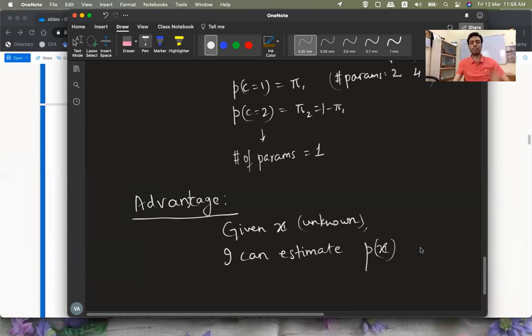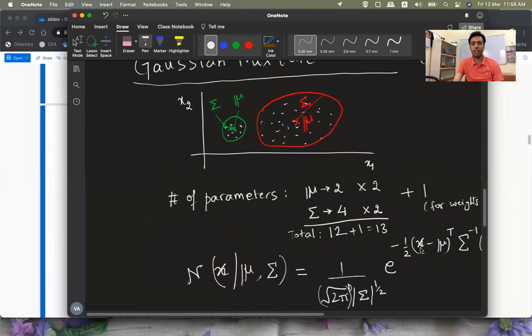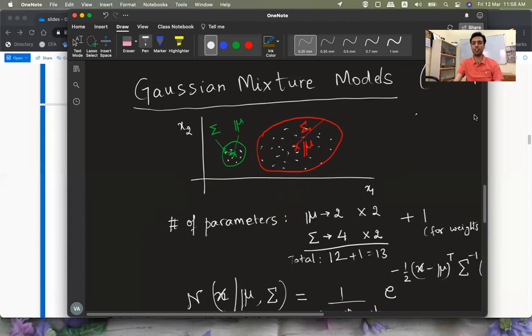For example, if you get an x which is very far here, and I ask you, what is the probability of this x? Then you will say, oh, this is very remote. It has a very, very low probability. But if I give you an x from here, you will say, yeah, this has a significant probability to occur.